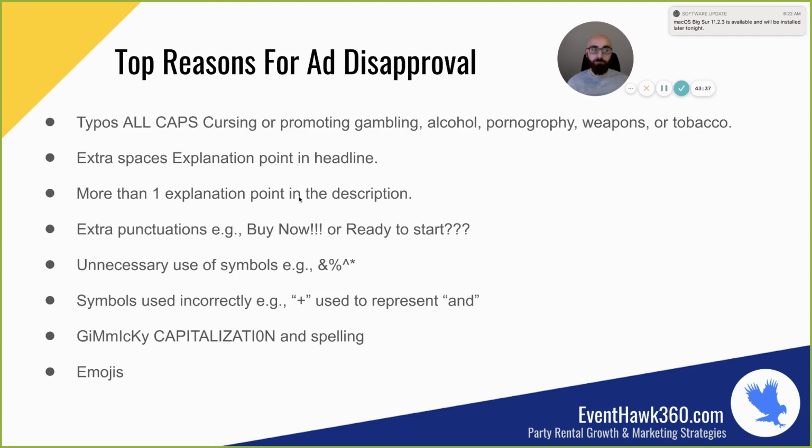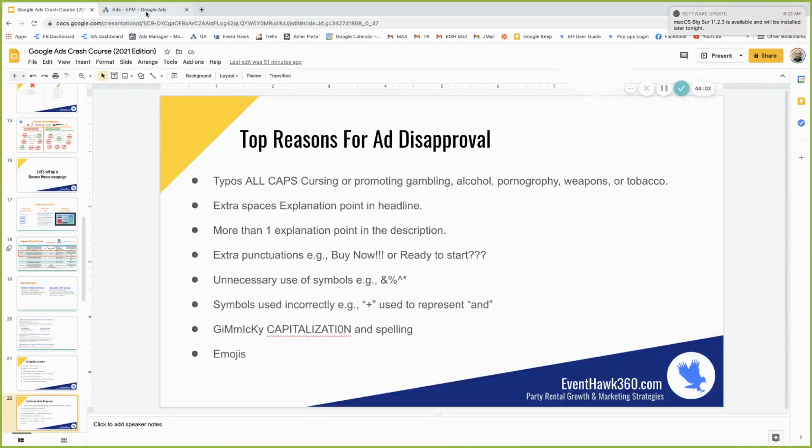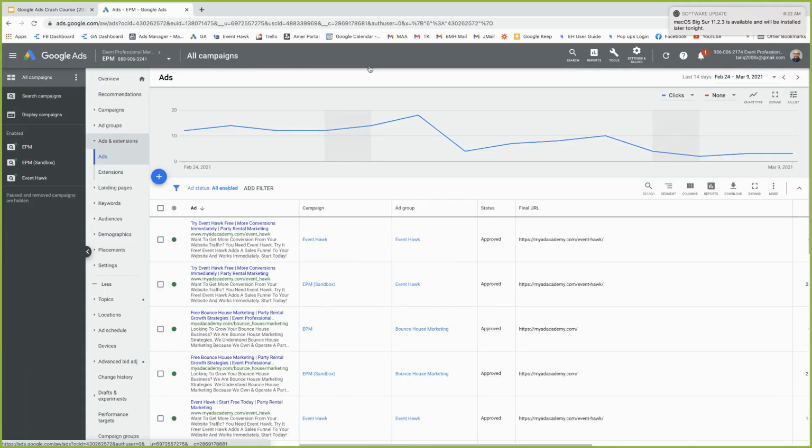Extra punctuation and extra spaces: in the headline, you only want one space between each letter. More than one exclamation point in a description, like this, buy now!!!, three exclamations, is going to get your ad rejected. Also unnecessary use of symbols or symbols used incorrectly, like a plus sign to represent an "and," or gimmicky capitalizations in spelling. Emojis: you can't use emojis in the ads.